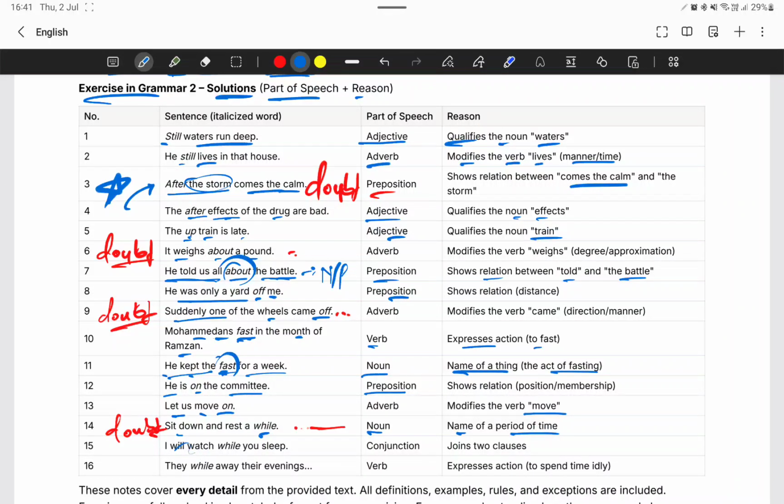Next, I will watch while you sleep. There's you sleep, a sentence, and I will watch, a sentence. A word that connects or joins two sentences or two words is a conjunction. We understand that it joins two clauses. They while away their evenings. It's quite tough. It expresses the action to spend time idly. That's quite tough. So we're going to watch it in the doubt session. I'm just going to mark it as a doubt.